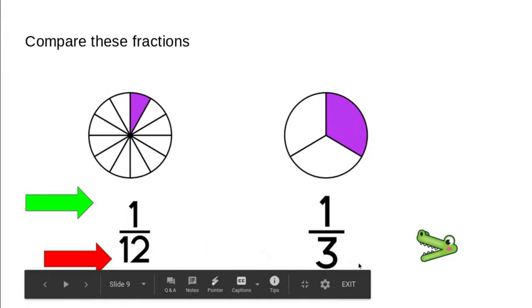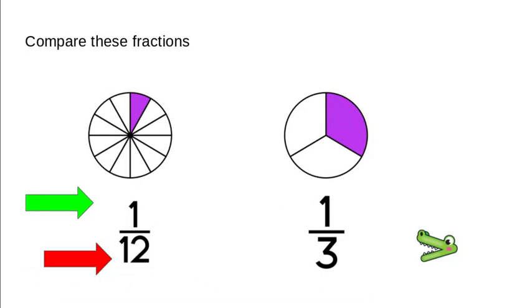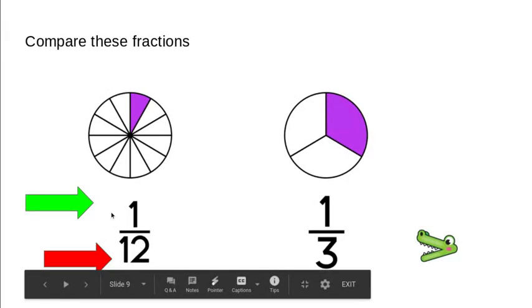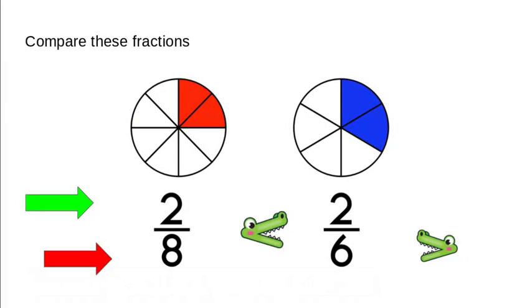Notice right now my numerators are the same. Okay, so if my denominators are not the same, then I can come up and look. And if my numerators are the same, then I can use that same generalization. If they're not the same, then we have to talk about a different strategy, okay? So 1/12 is smaller than 1/3, or 1/3 is greater than 1/12.